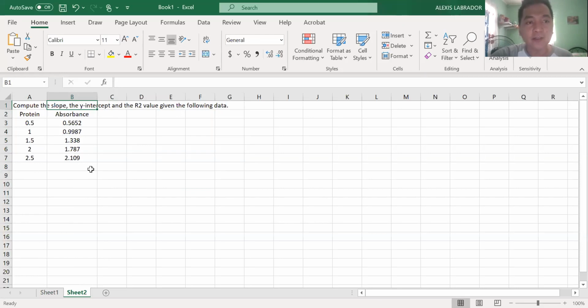Okay, so one of our variables is protein concentration, and then the other variable is the absorbance. Okay, which is a common laboratory experiment in which we measure the concentration of proteins from our sample.